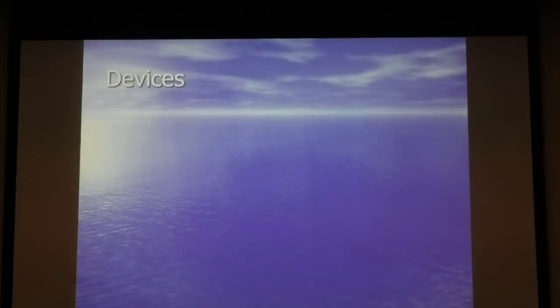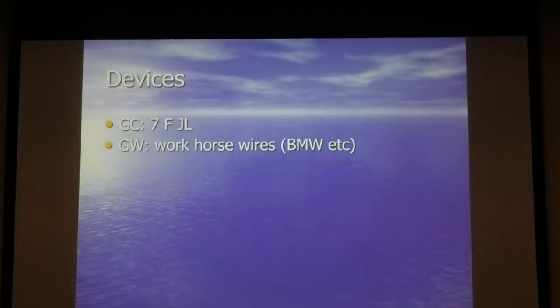Devices, guiding catheter, 7 French, the same thing is JL. You don't want to use aggressive catheters. Guide wire, a coarse wire, BMW, and so forth. IVUS is helpful in these cases.